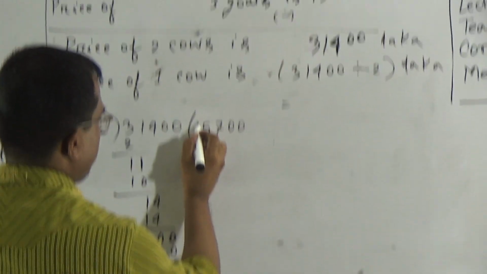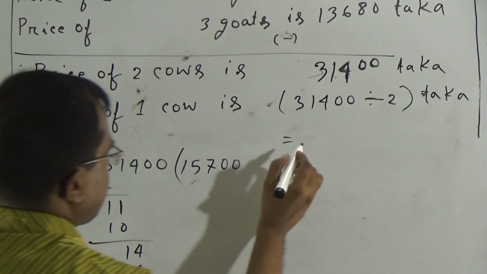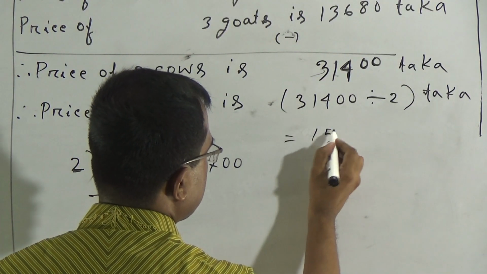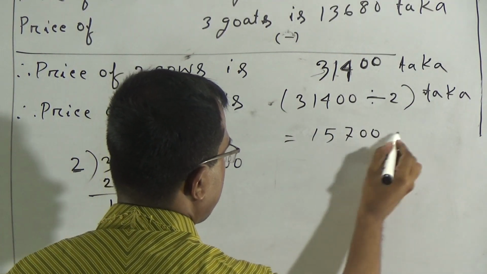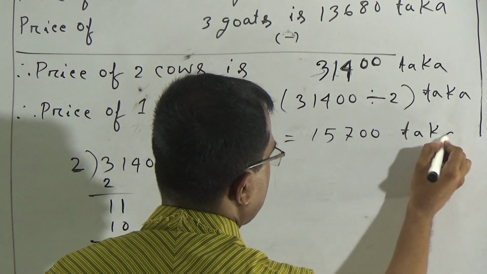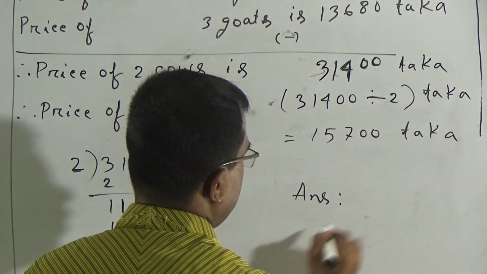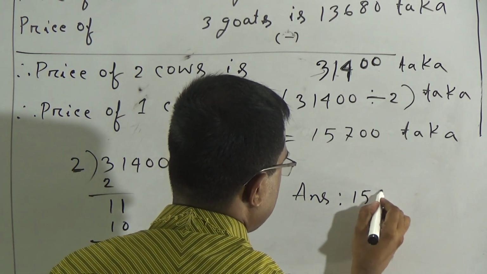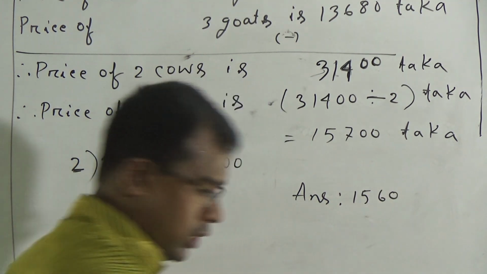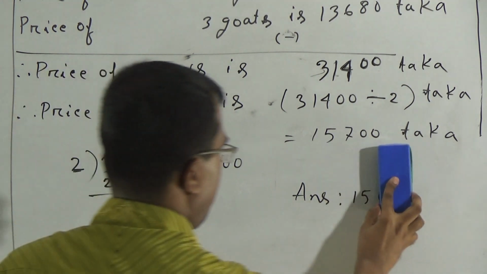That means price of 1 cow will be 15,700 taka. Answer: 15,700 taka.